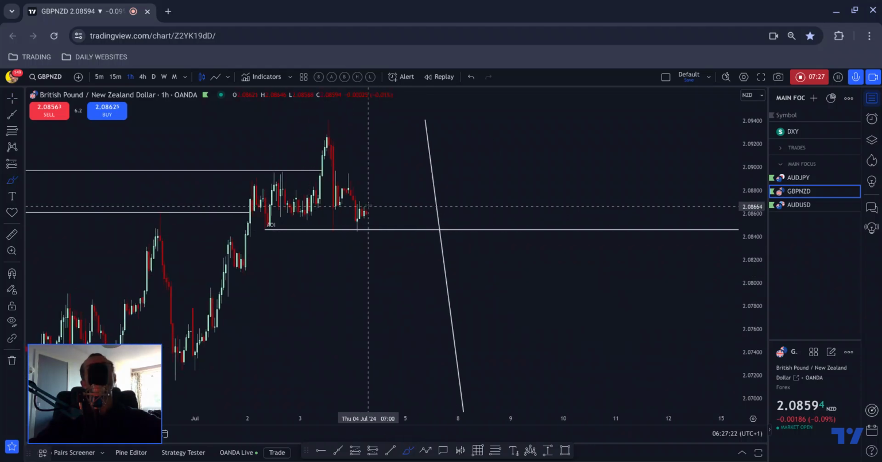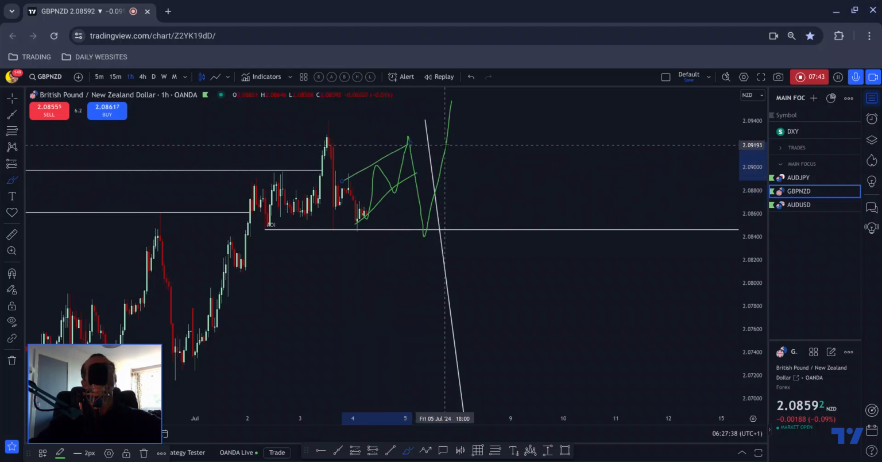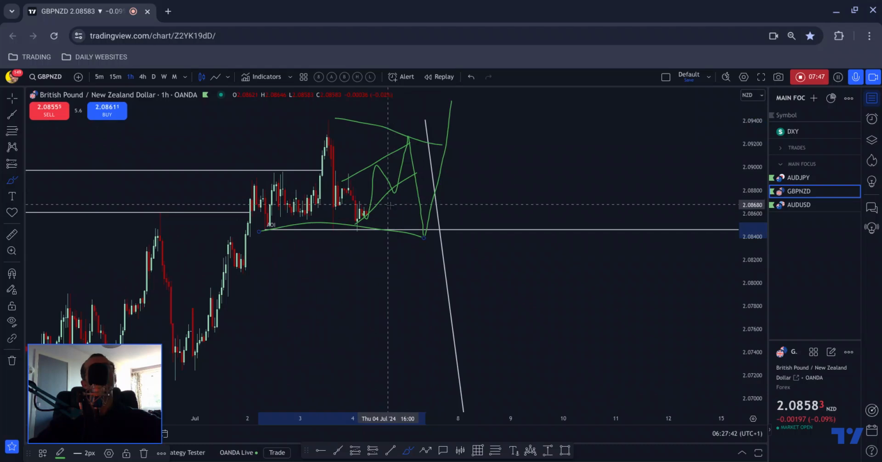So I don't want to be getting short here, anywhere up here, because this might be like this kind of structure, which then pushes down like that. Maybe we tap below and then we move to the upside, and then this becomes the middle section. Okay, and then we have this larger bull flag. So if I was to take any trades here, I wouldn't be well positioned, especially as you can see we wicked to that area. We've come down to fill the wick.